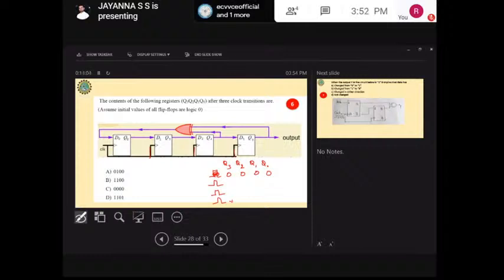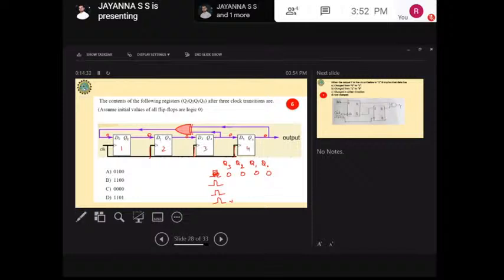Next, let's move further. If I give a clock here, there will be a 0 here, a 0 here, and a 0 here. If I apply the clock, this 0 will move here, this 0 is going to move here, this 0 is moving here. There is only a moving operation across the first flip-flop, second flip-flop, third flip-flop, and fourth flip-flop. There is a sequence of flip-flops.